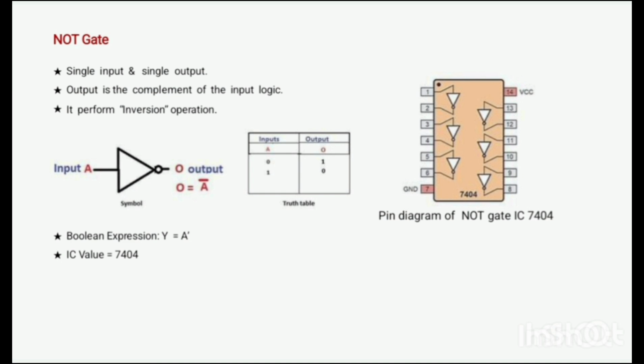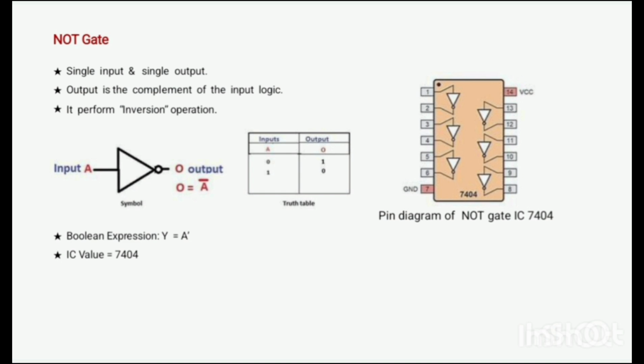The truth table of the single input, single output NOT gate is A, Y. When input is 0, output will be 1. Input 1, output 0. It means whenever we give 0 input, at that time the output will be 1, and whenever we give 1 input, the output will be 0. It means the inversion operation is performed.